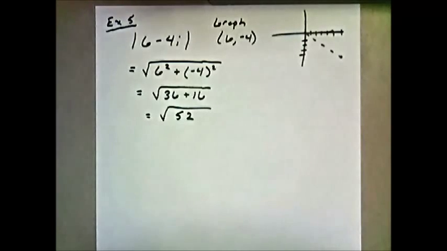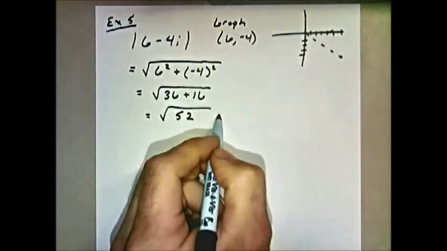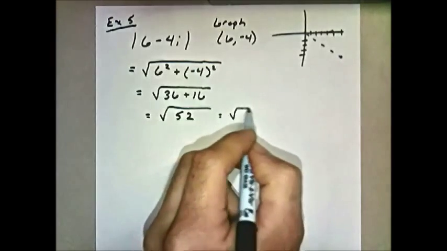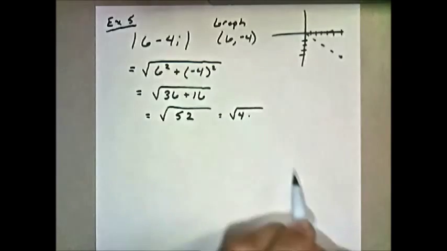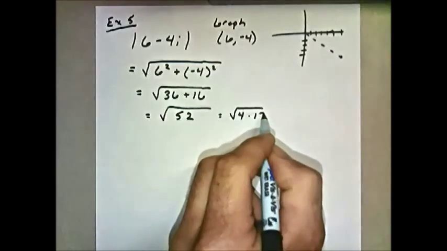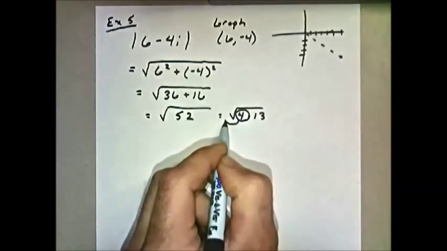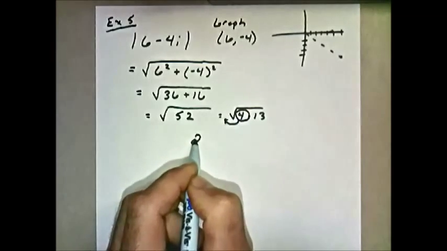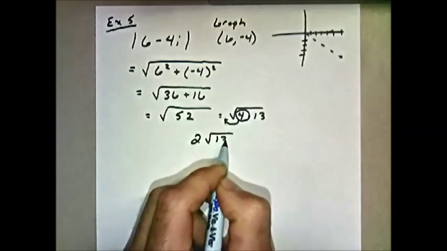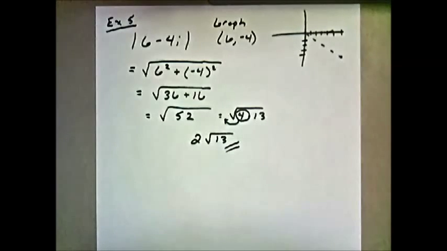So what we have to look for is a perfect square that goes into 52, if there is one. Well, luckily enough, 4 times 13 gives us 52. So our 4 can come out as a 2, so we end up with 2 radical 13. And there's our final answer.